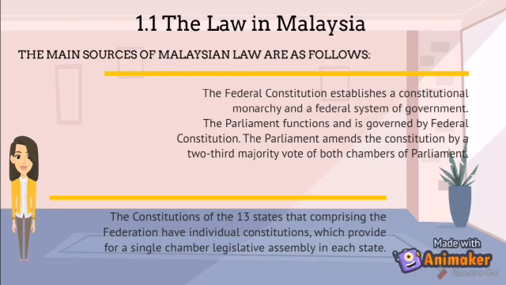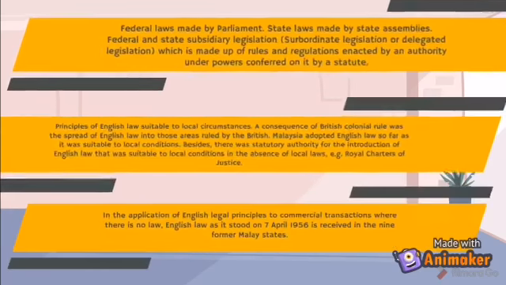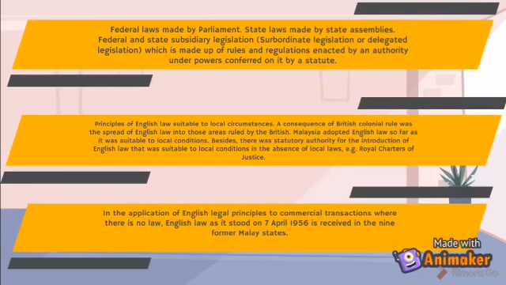The constitutions of the 13 states comprising the federation, which have individual constitutions that provide for a single-chamber legislative assembly in each state. Federal laws made by Parliament. State laws made by state assemblies. Federal and state subsidiary legislation, subordinate legislation or delegated legislation, which is made up of rules and regulations enacted by an authority under powers conferred on it by a statute.